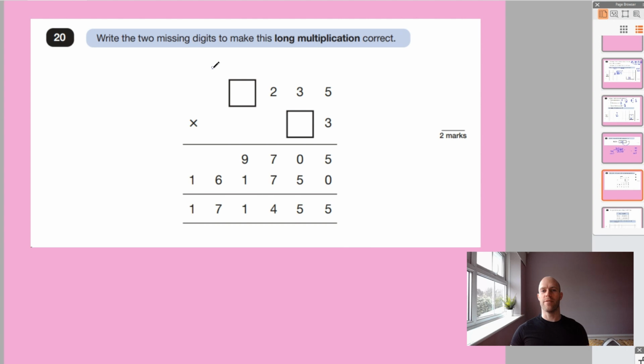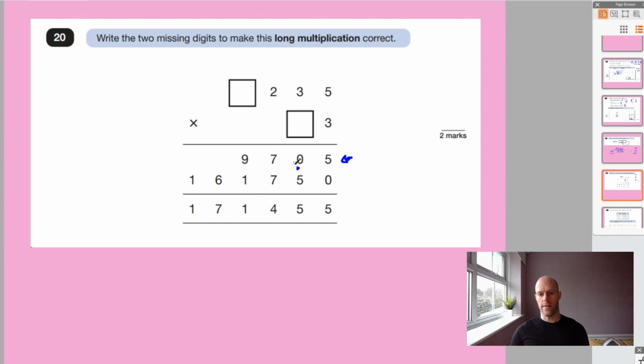Right, the two missing numbers to make this long multiplication correct. So this top calculation, you're going to do the 3 by 5. This is going to relate to this top line here. The 3 multiplied by everything is going to relate to this top line. So we can work it through. 3 times 5 is 15. So I'd put that there.